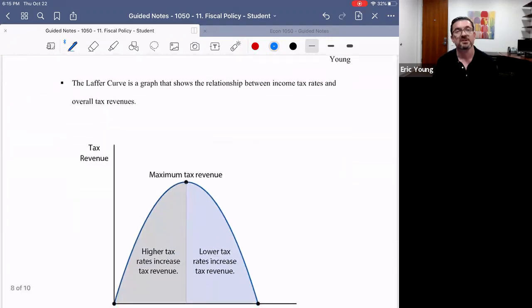One of the models that they've used, and this is sort of an advanced model, a lot of people dispute it, a lot of people like it, it's hotly debated, but I want to share it with you.